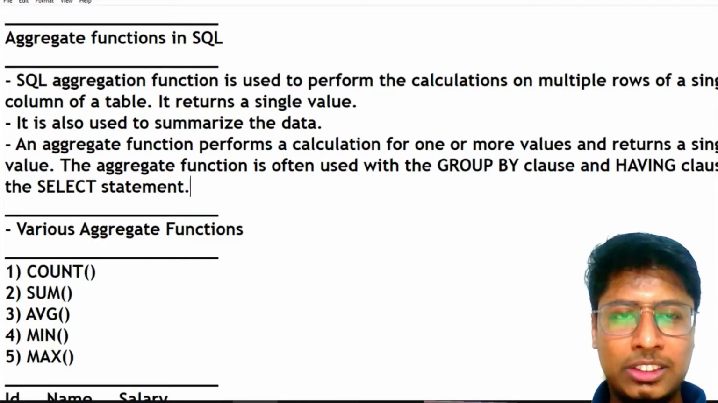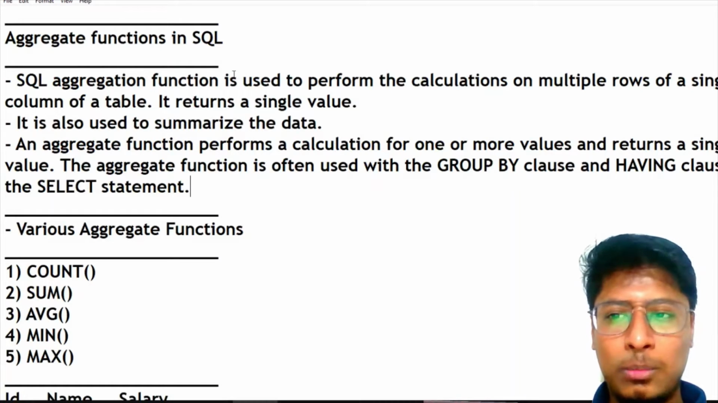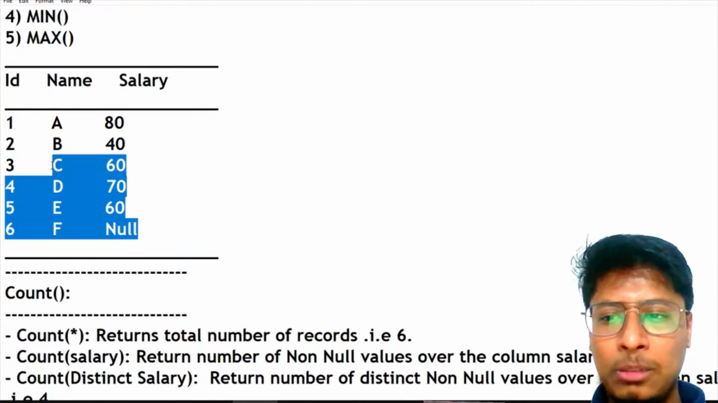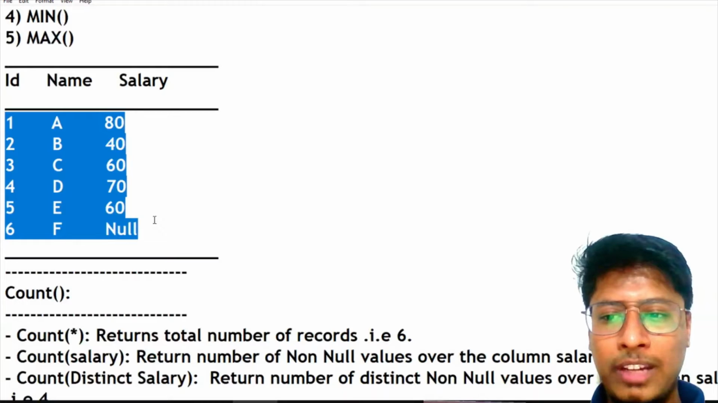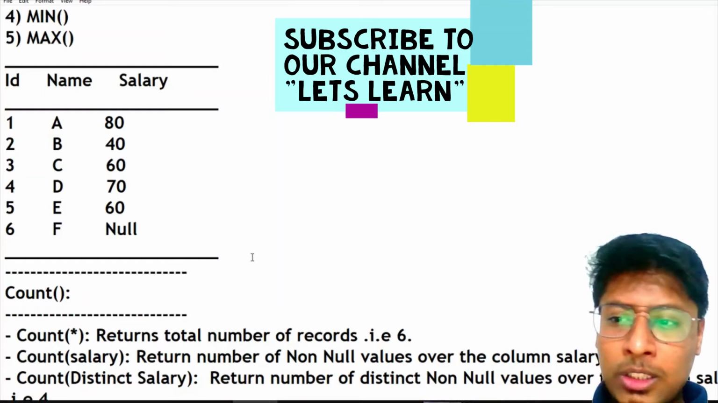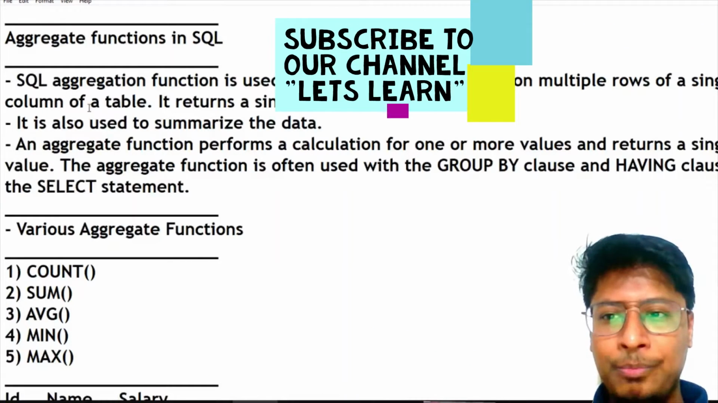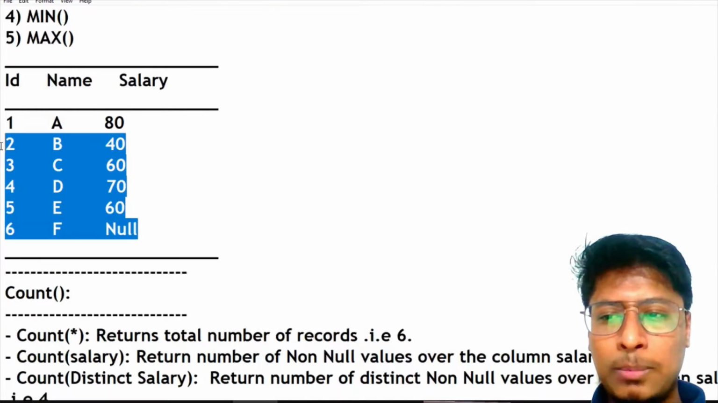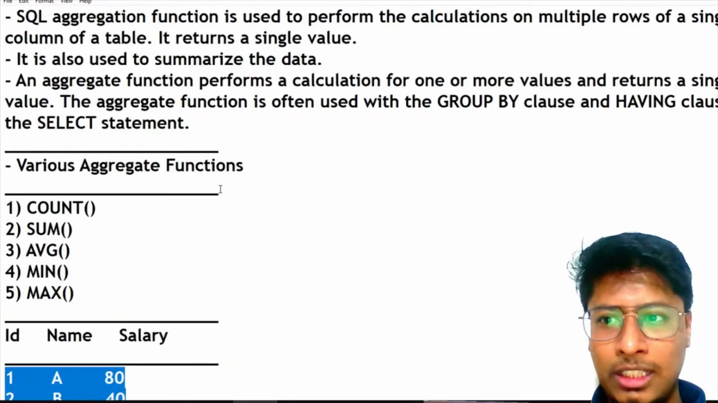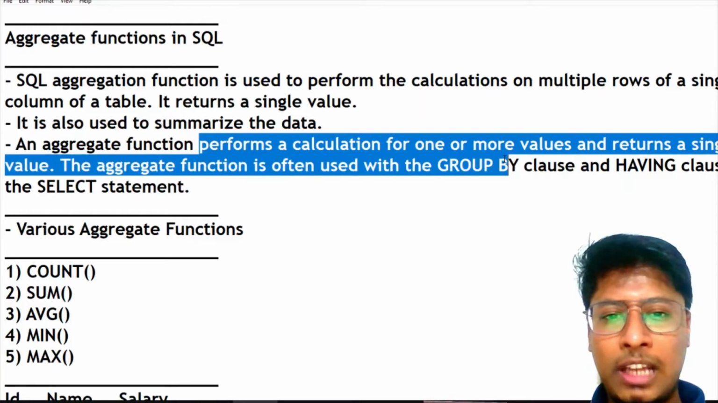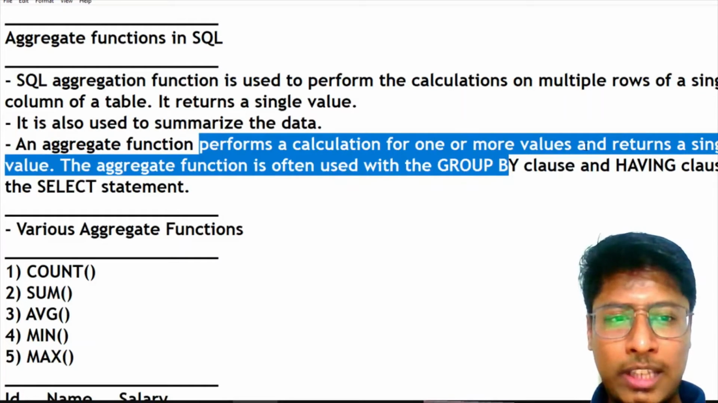SQL aggregate function is used to perform calculations on multiple rows of single column of a table. It returns a single value. So let's say if there is a table and we want to combine all the values and I want a single value result. In that case, you can use aggregate function. It is also used to summarize the data. So if I want to summarize data for this particular table, you can use an aggregate function. And also, an aggregate function performs calculations for one or more values and returns a single value.